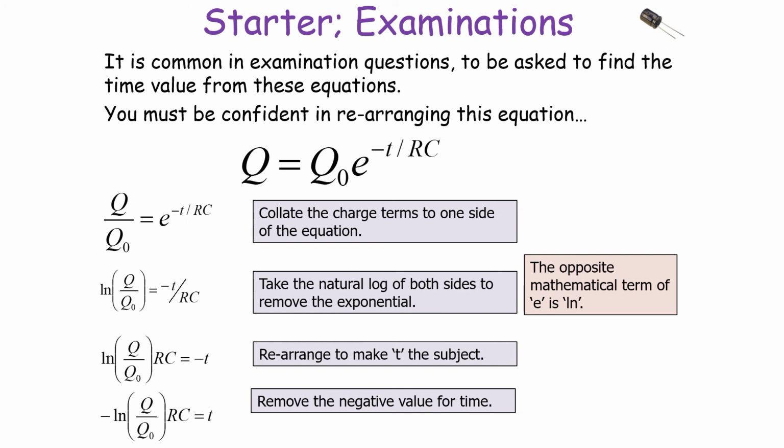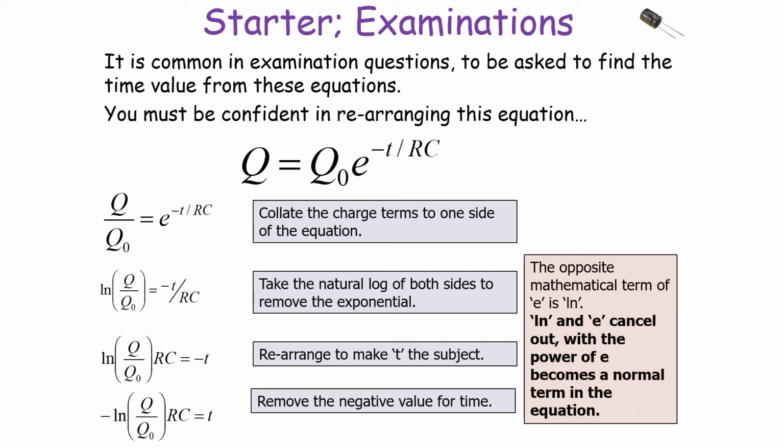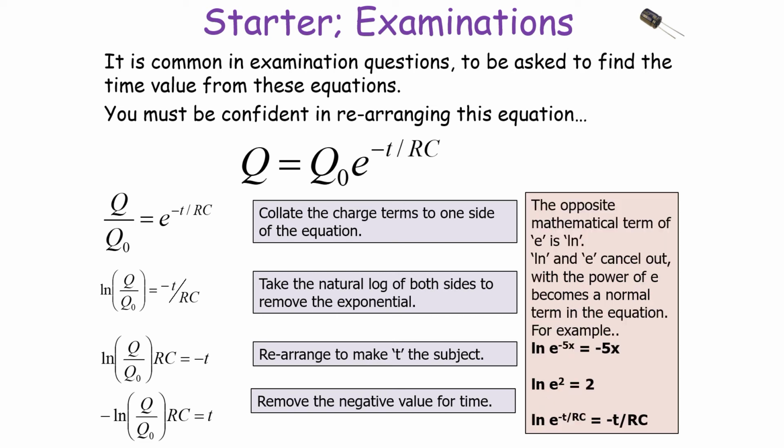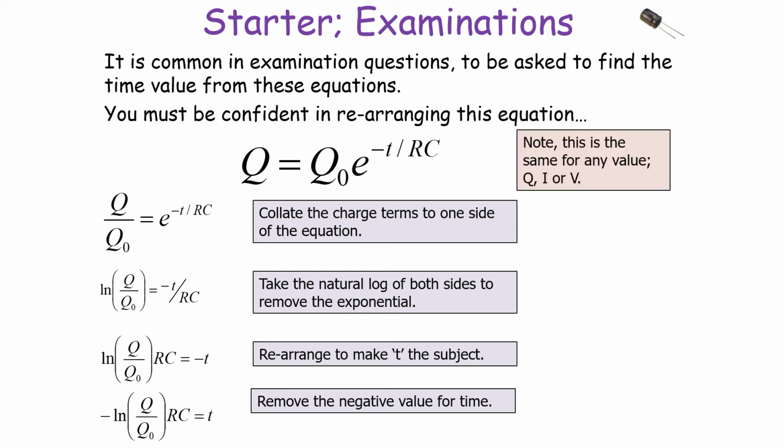So as you can see on the screen, to get a value from your exponential, so minus t over RC, what you've got to do is take the natural log of both sides, rearrange to make your subject, and you can work it through. Now it's important to note the opposite mathematical term of e is natural log, so natural log and e cancel out, with the power of e becoming a normal term in the equation. So ln e to the minus 5x becomes minus 5x. ln e to the power of 2 becomes 2. So ln e to the power minus t over RC becomes minus t over RC, and you can do this for Q, I or V.